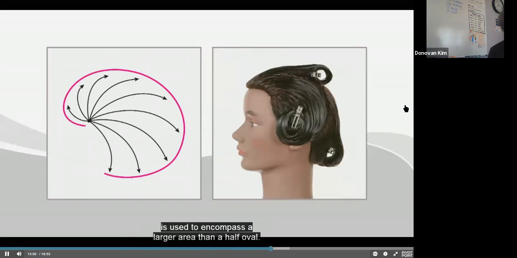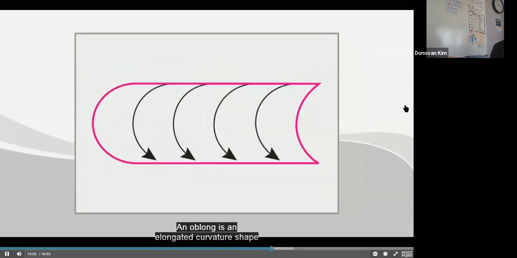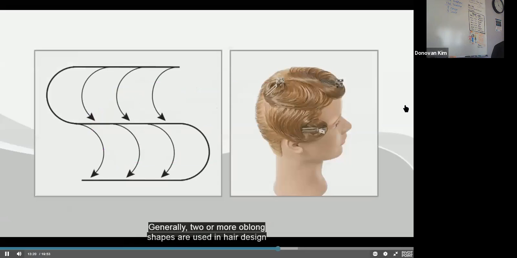An oblong is an elongated curvature shape with parallel C lines, consisting of a convex closed end and a concave open end. Oblongs contain many points of origin and parallel curve distribution, which can move in a clockwise or counterclockwise direction. Generally, two or more oblong shapes are used in hair design to create an alternating wave or S-shaped pattern.